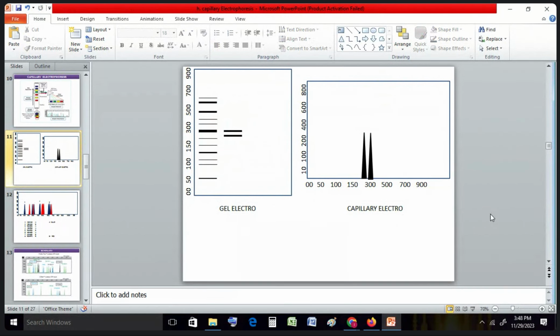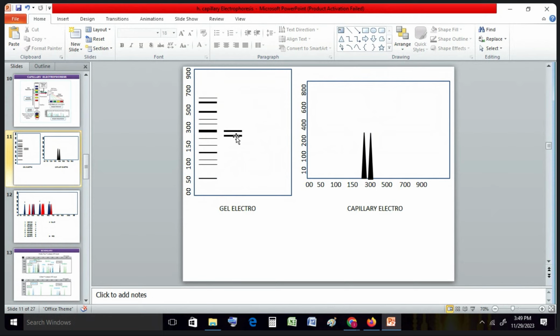Now, if you understand this, for each and every locus that you check, you are going to get 2 peaks in capillary electrophoresis for a heterozygous result, and you will get a single peak for a homozygous result. How will a single peak occur? Suppose the same locus for another person contains 20 repeats in each and both alleles.